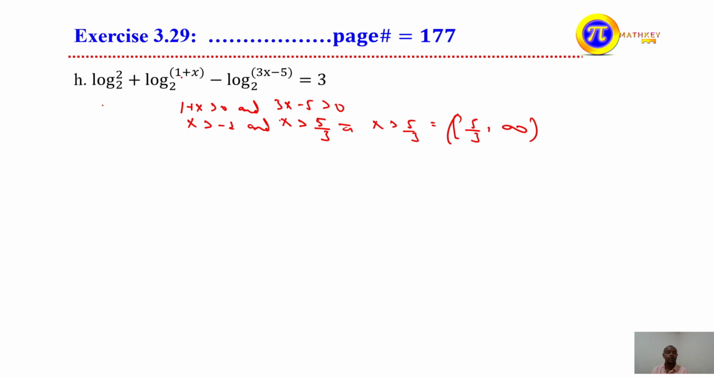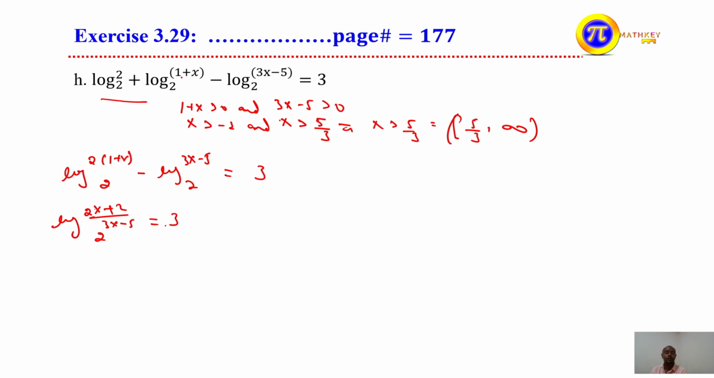After that, we can solve this one. Since it is the difference of two logs with the same base, we can take the quotient. This is equal to log base 2 of (1 plus x) minus log base 2 of (3x minus 5), which is equal to 3. Again, we have the difference with the same base, so take this as one logarithm: log base 2 of (2x plus 2) divided by (3x minus 5), which is equal to 3.